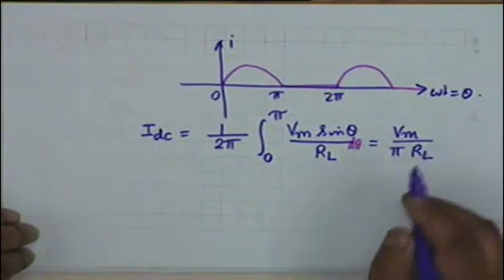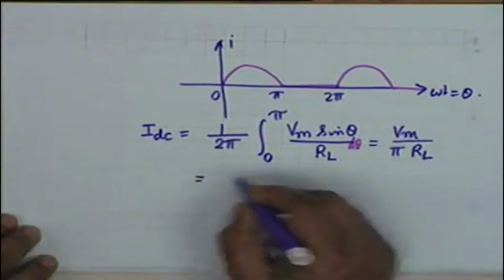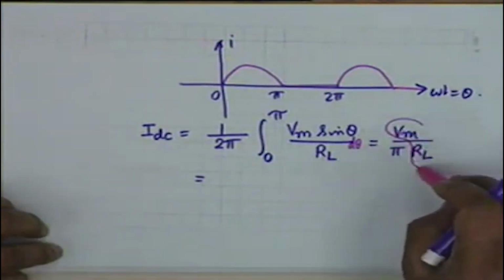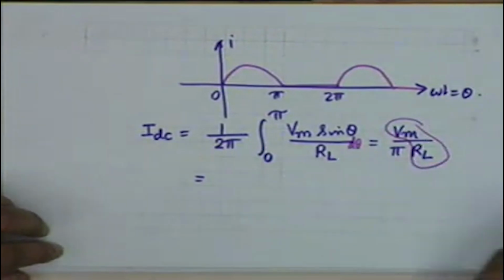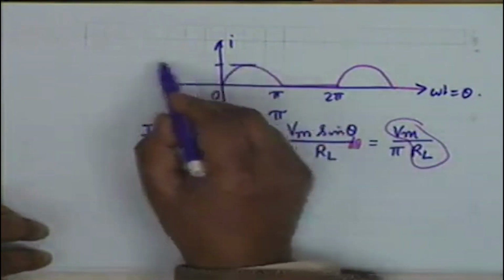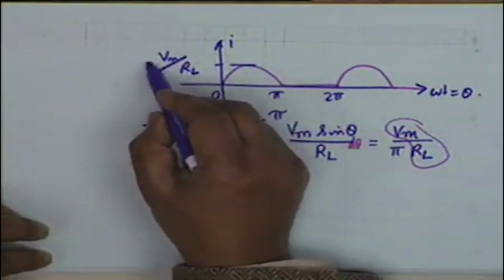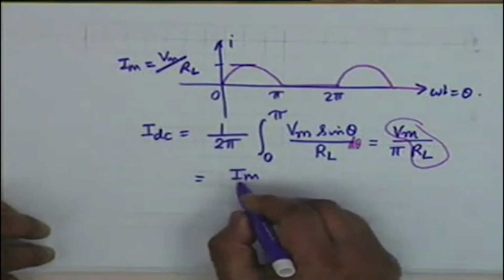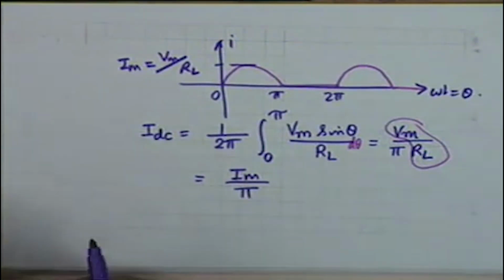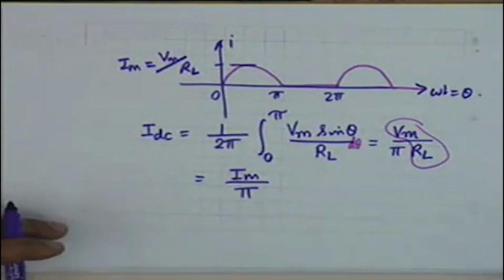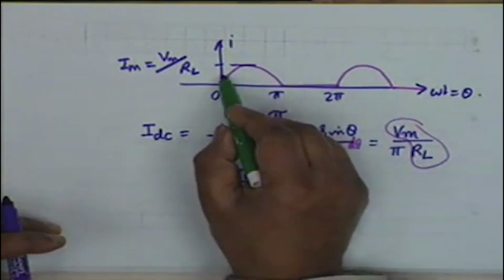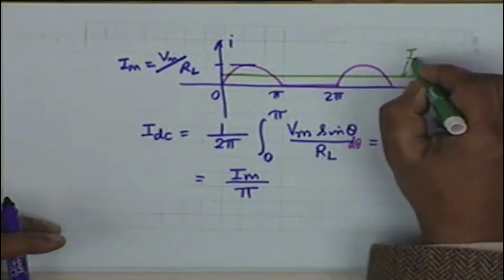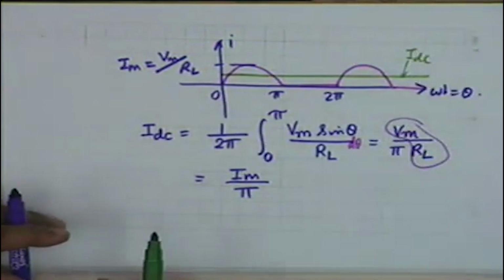The value is Vm divided by pi RL, and you can see that Vm by RL is simply the peak value of the current. If we call this I sub m, then the current is simply I sub m divided by pi. This is the average value, maybe it is somewhere here. Maybe this is IDC.